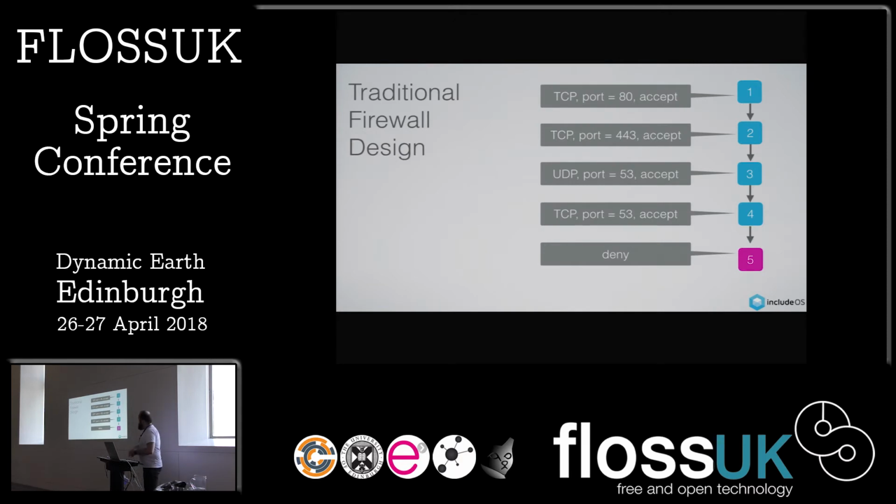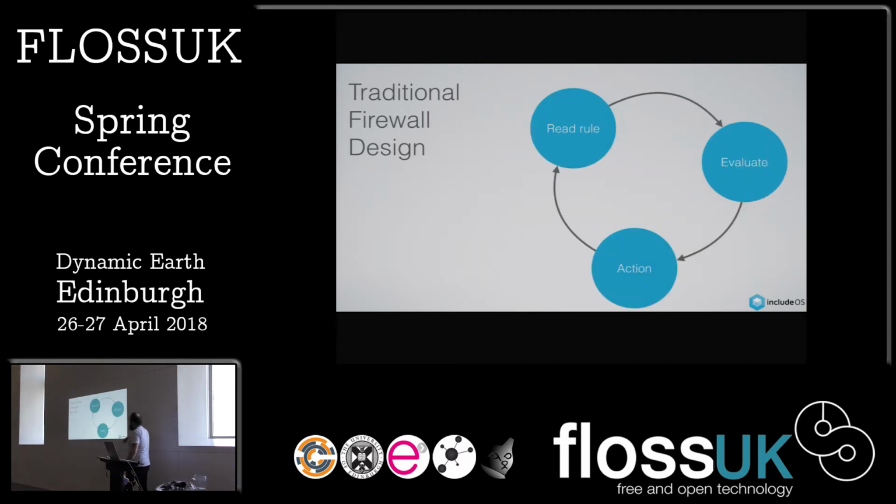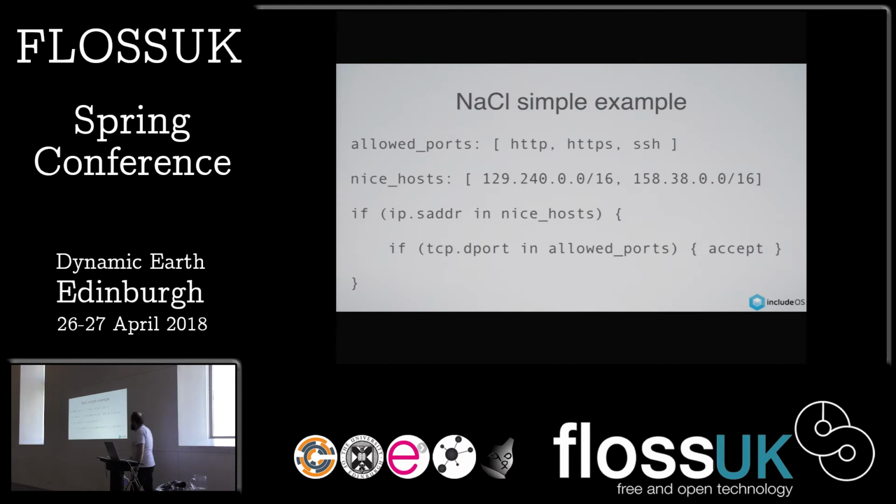So this is what NetFilter looks like. You use the iptables tools to inject rules into a list that look more or less like this, and then packets arrive and they get pushed down the chain until they match or there's no more rules, or you hit the default rule. So basically, read rule, evaluate action, read rule, evaluate action. That's what you do.